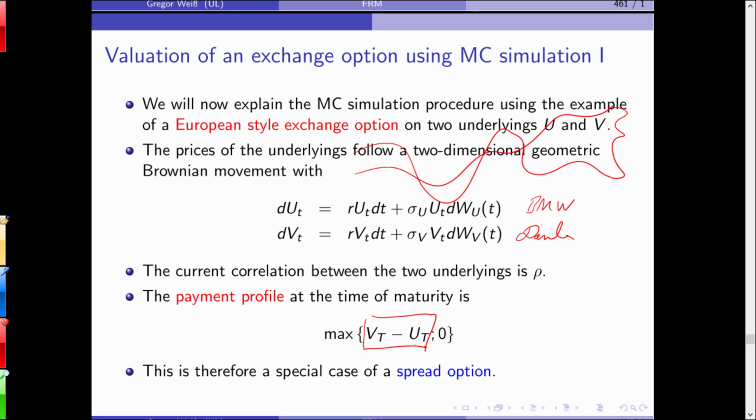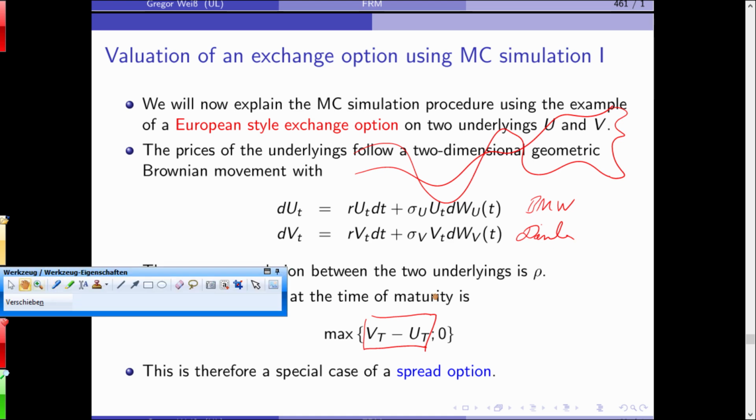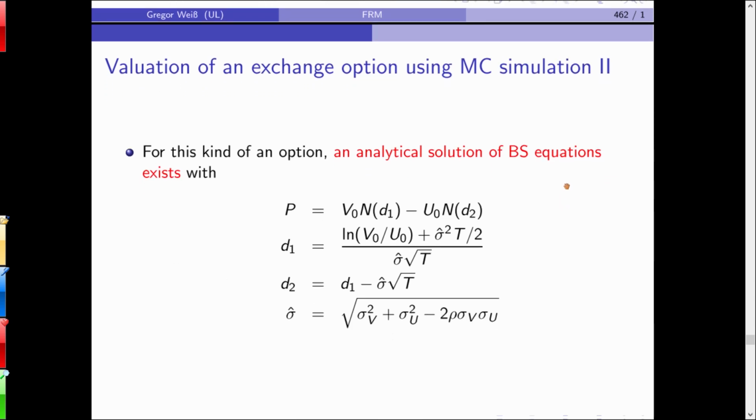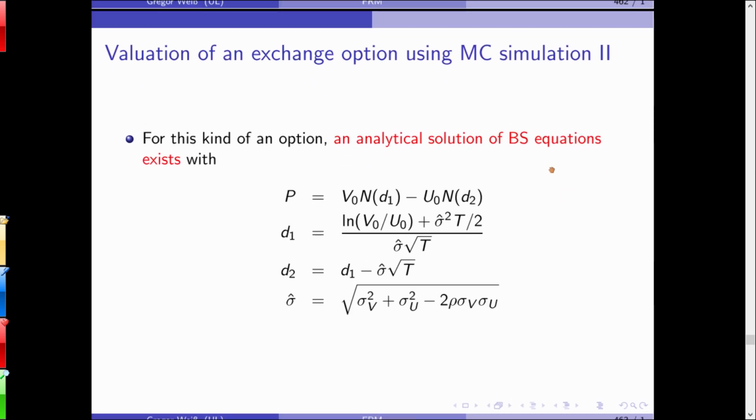It is a special case of a spread option. Why? Because obviously you're being paid out the spread between the 2 underlying prices. Well, this difference is referred to as a spread. Okay. Now, in this very simple case, you could still probably guess, and you're right if you've guessed this, that this is still a very simple option, and it can be priced via Black-Scholes.